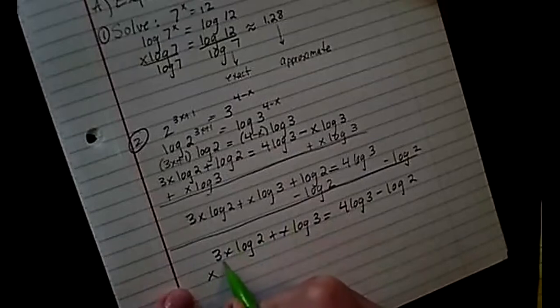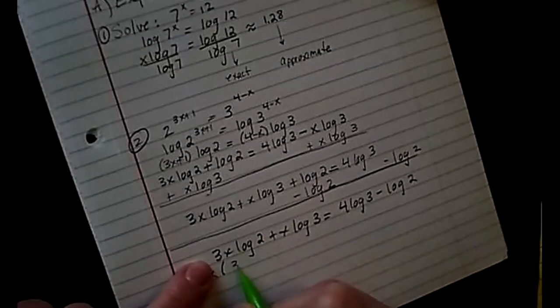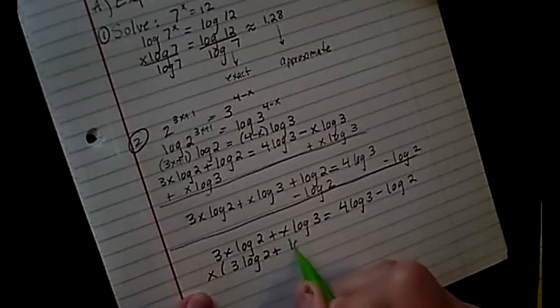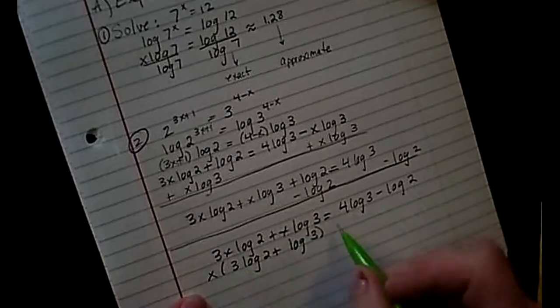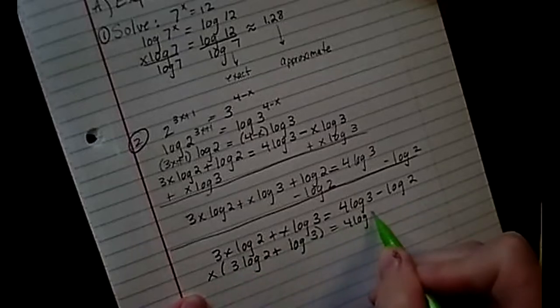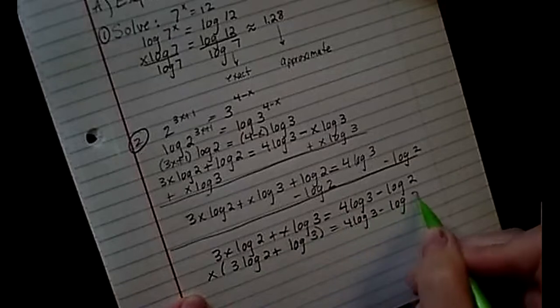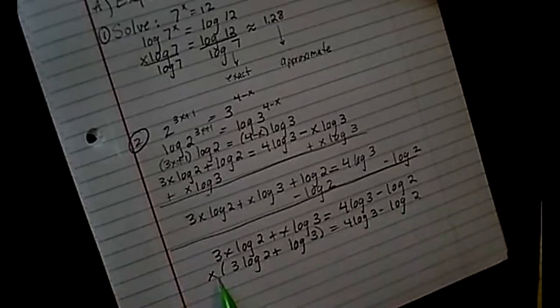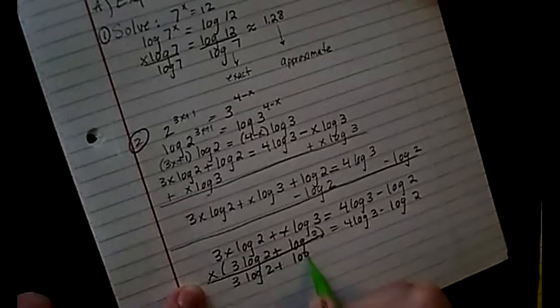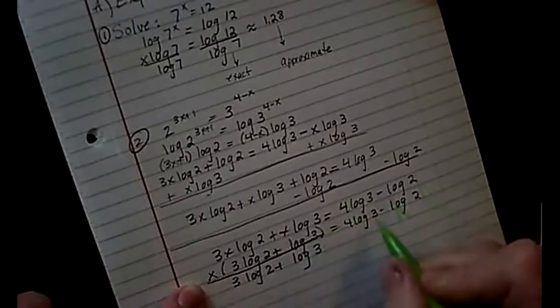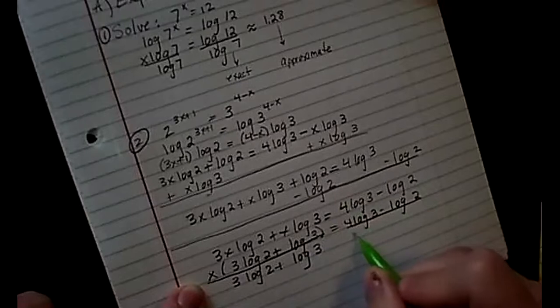out of that. So if I factor an x out of here, I'd be left with 3 log 2. Divide an x out of here, and we're just left with log 3. If you want to check it, just multiply it back through. Don't do anything on the right side. Just like anything, if I take x times something and I want to get x by itself, I'm going to divide all that by 3 log 2 plus log 3. Then I have to divide this side by that.